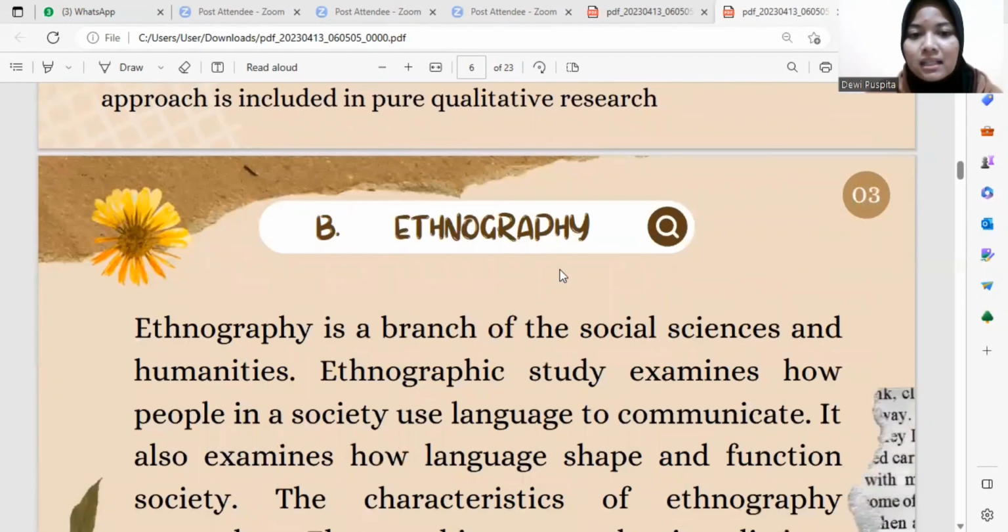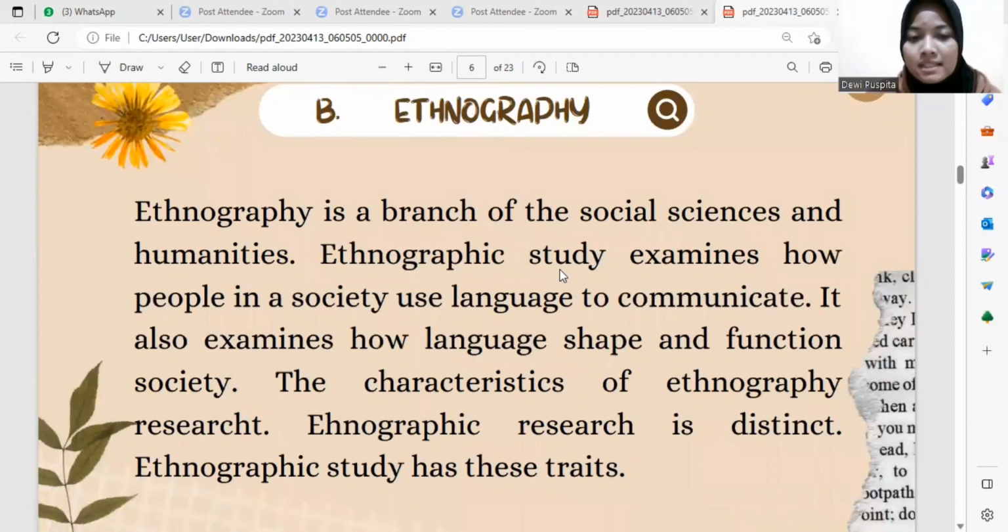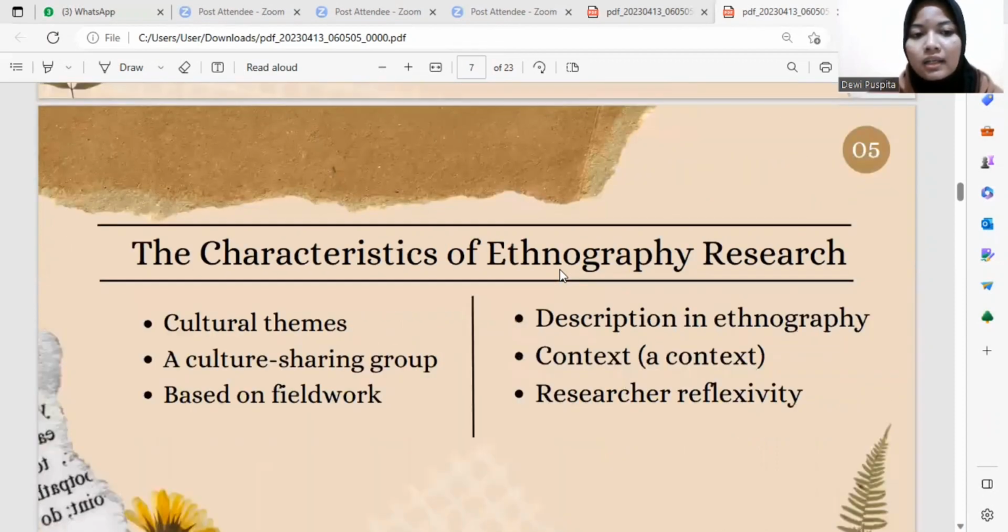And the next is ethnography. Ethnography is a branch of the social science and humanities. Ethnographic study examines how people in a society use language to communicate. It also examines how language shape and function society. The characteristic of ethnography research. A distinct ethnographic study has these traits. Okay, there is the characteristic of ethnography research.